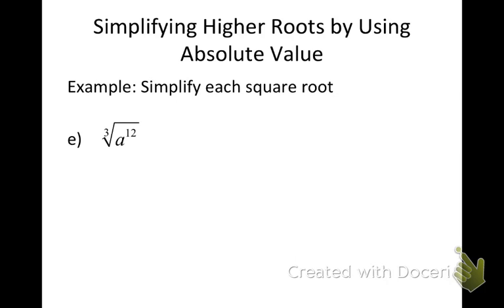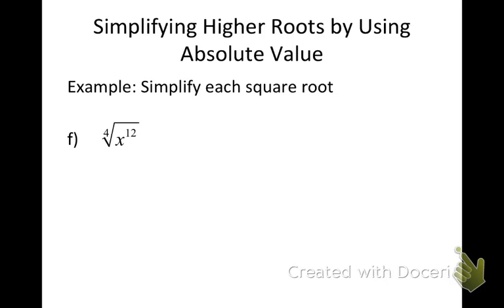All right, now let's do a cube root. The cube root of a to the 12th. What I'm thinking in my head is how many times does 3 divide into 12? 4. So I'm left with a to the 4th. Because it's an odd index, I do not need absolute values. You only need them with the even indexes. You can have negatives for odds, so only put them for even indexes.